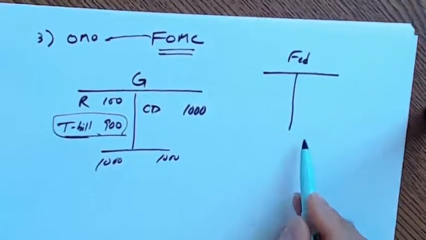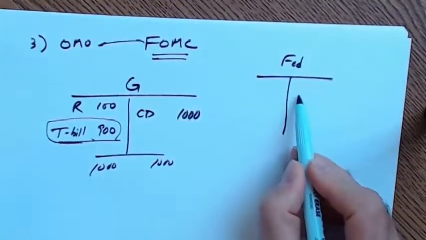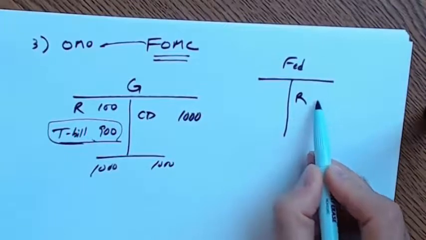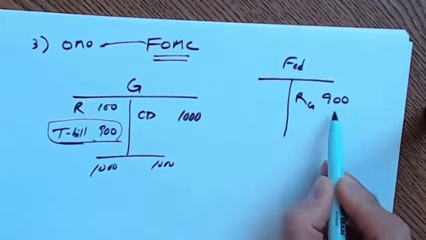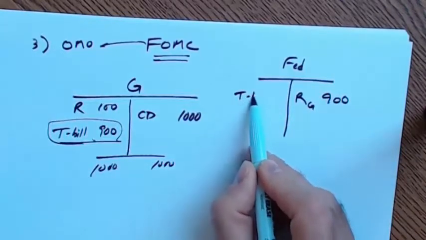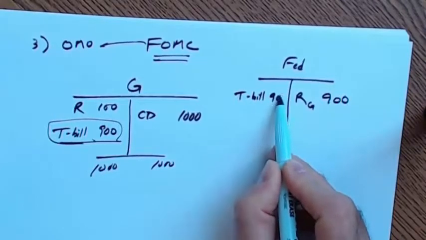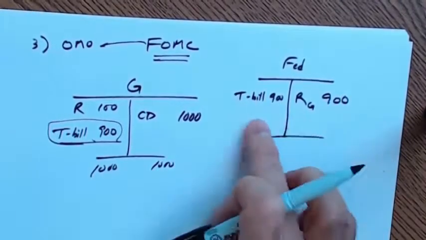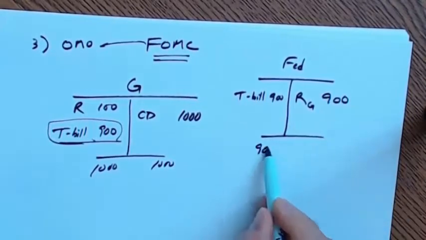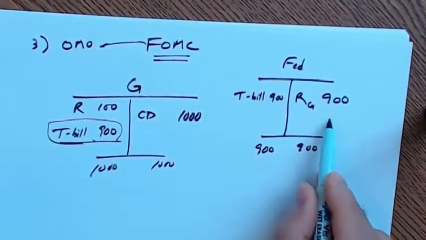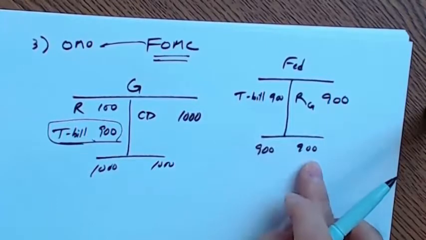And the Fed is going to purchase treasury bills for 900. So it's going to credit its reserves for Bank G, reserves for Bank G. So put a little subscript G. For 900, it's going to get a treasury bill on its books for 900. So the change in the assets and liabilities of the Fed will remain equal. So it went up 900 here, went up 900, everything balances.